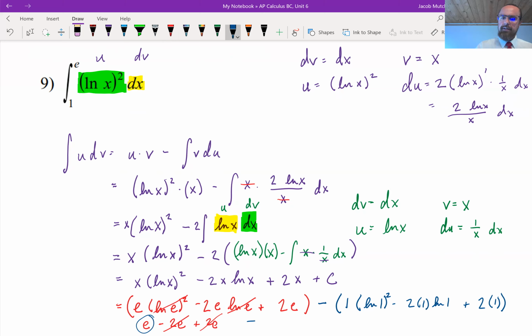We'll set up the second evaluation. So this is going to be a lot of cancellations because natural log of 1 is 0. So that first term will cancel, the second term will cancel. All that's left there is plus 2, which is going to attain the negative sign. And that finalizes this for us. This has the value of e minus 2.